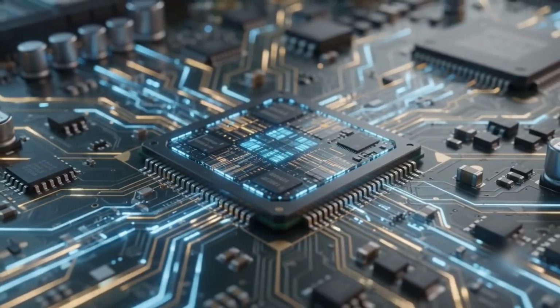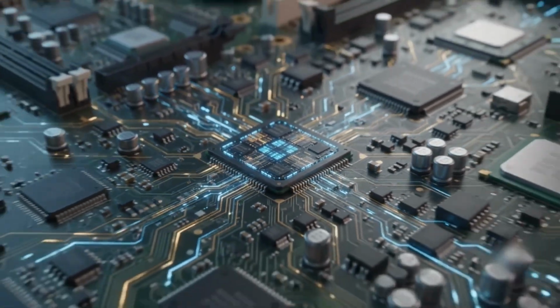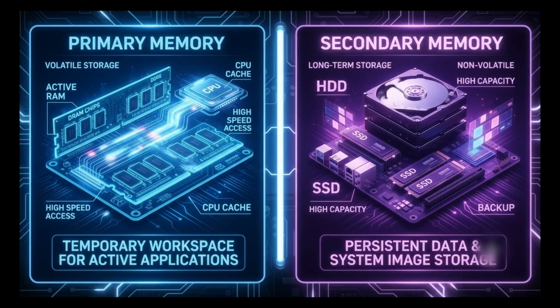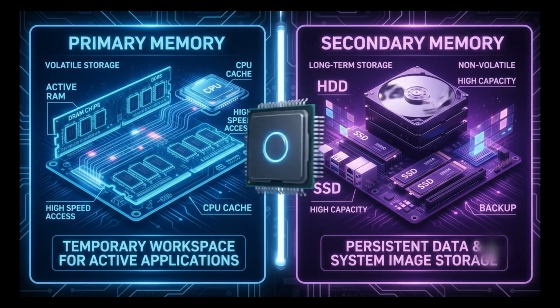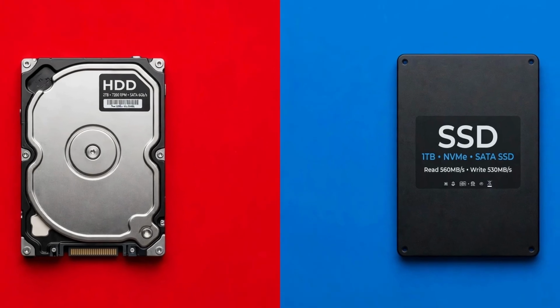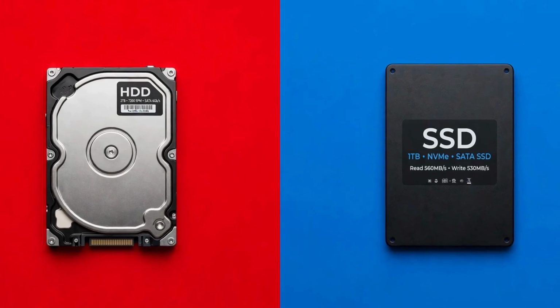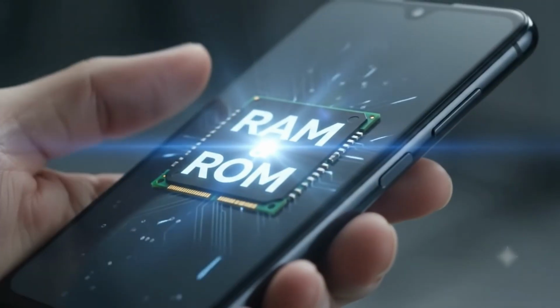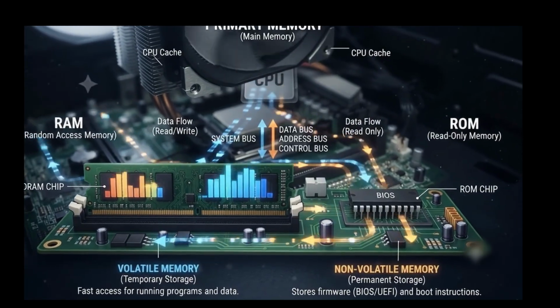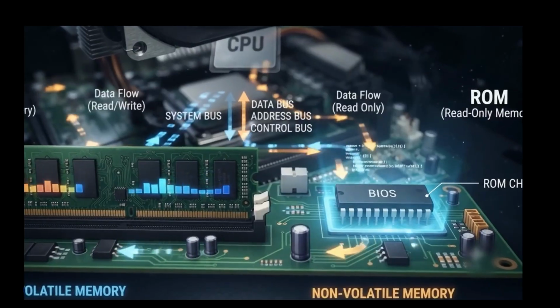Before we dive into RAM and ROM specifically, let's zoom out. Computer memory is generally split into two types: primary memory, the memory the CPU accesses directly, and secondary memory, like your hard drive or SSD, which stores files long-term. RAM and ROM both belong to primary memory. They sit close to the processor, ready to feed it information instantly.